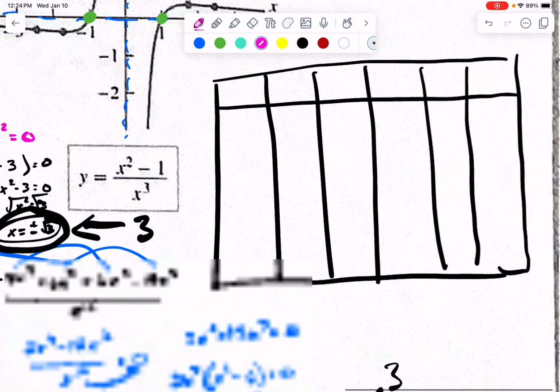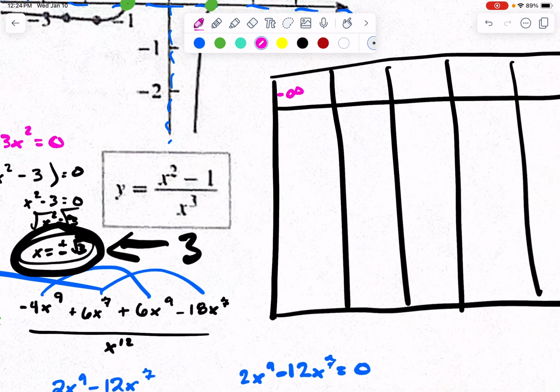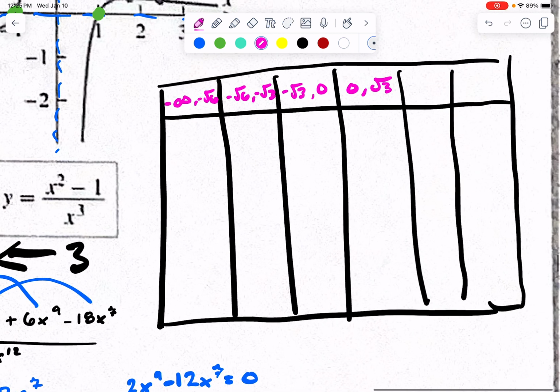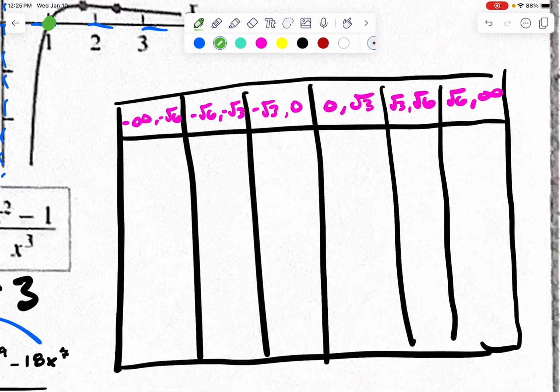All right, our first critical number, if we put those in order, this is going to go negative infinity to negative square root of 6. Then we have negative square root of 6 to negative square root of 3, negative square root of 3 to 0, 0 to positive square root of 3, square root of 3 to square root of 6, and square root of 6 to infinity. Hopefully you're still with me here. This is a lot. Okay, so I need a test point from negative infinity to negative square root of 6.